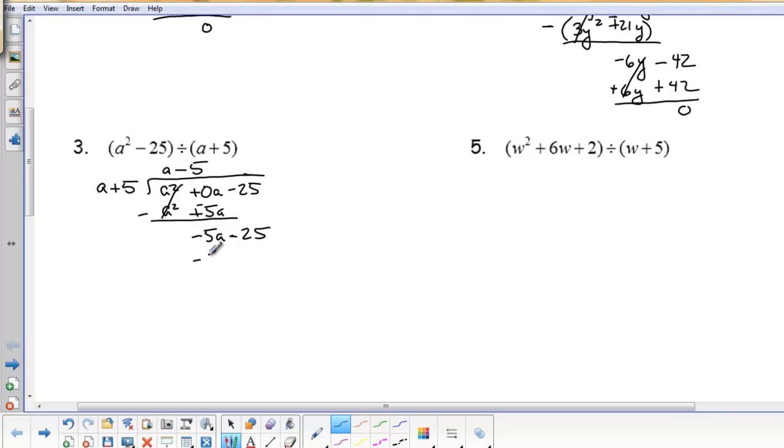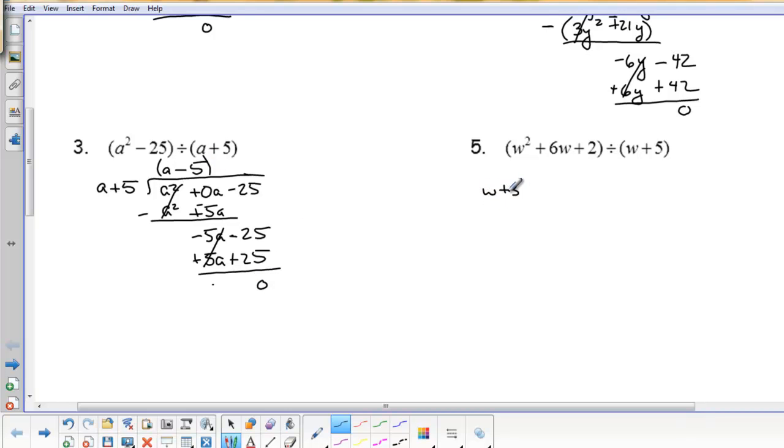Multiply that through every number in the binomial. Negative 5a minus 25. Draw the line, change every sign. The check still works because those cancel. This also cancels, remainder 0. Your solution is a minus 5.